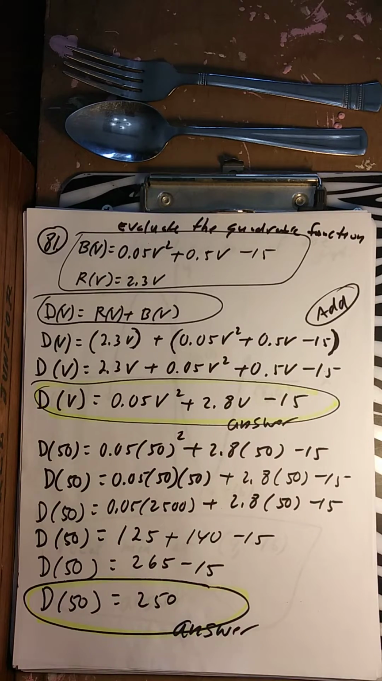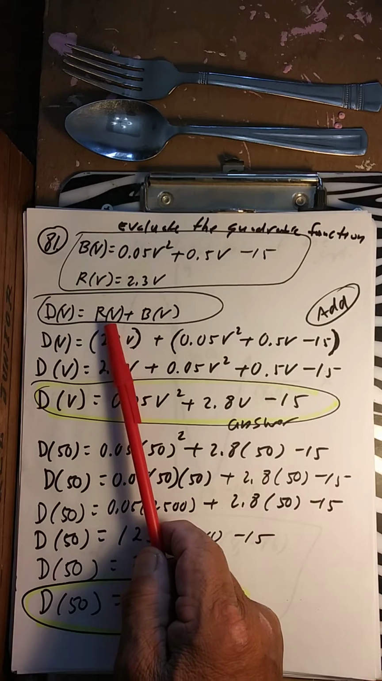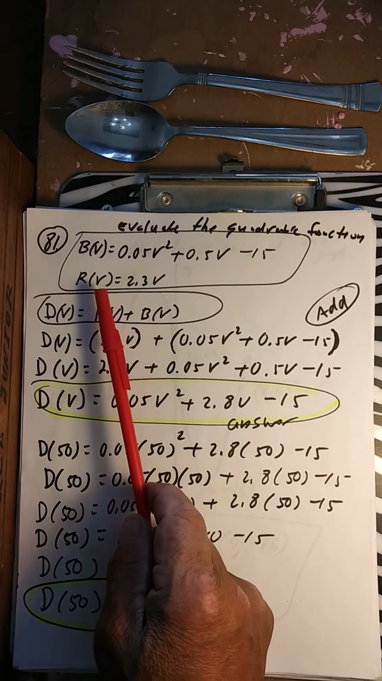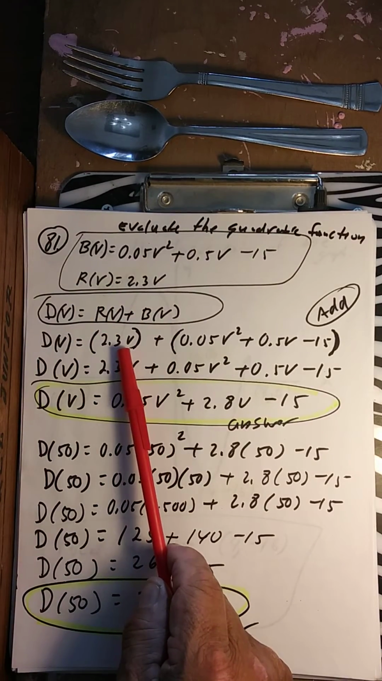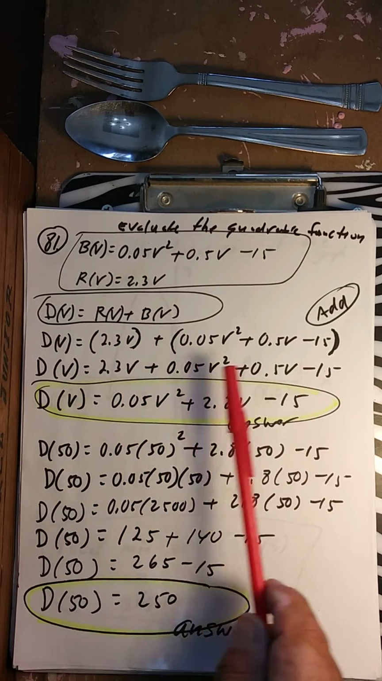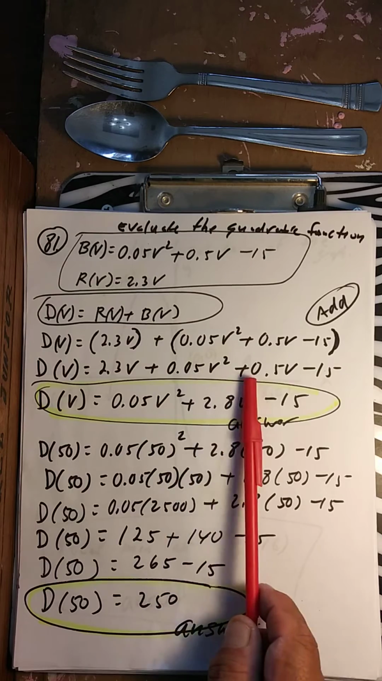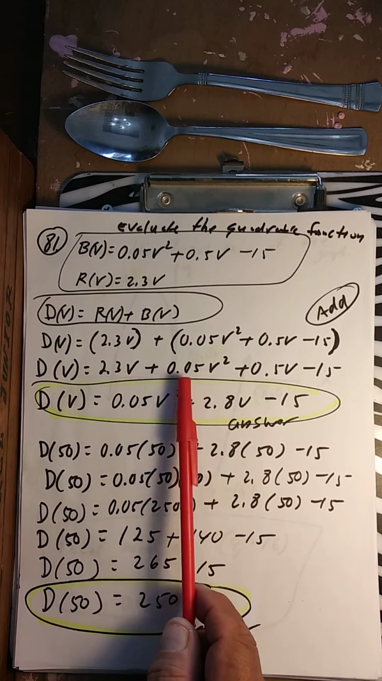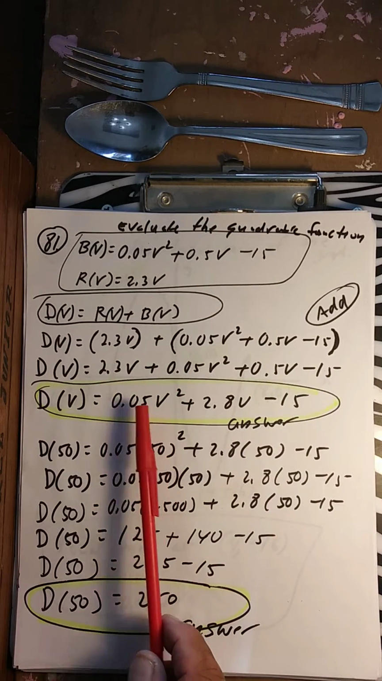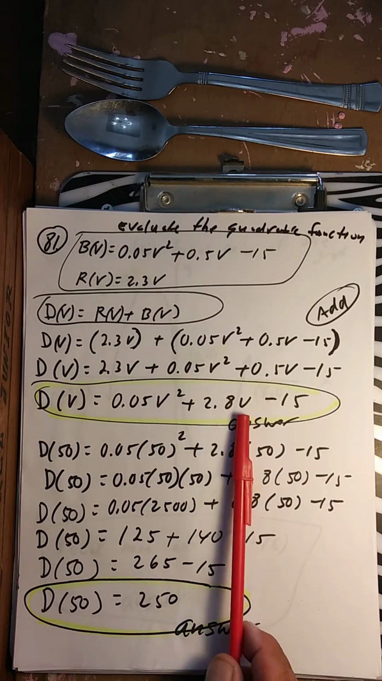Holy cow. First thing to find: d of v and r equals r of v plus b of v. So add this one to that one. How do we do this? Take out the parentheses. We have 2.3v plus this, and this. And this one, copy it, 0.05v squared. And this one together is 2.8v minus 15.